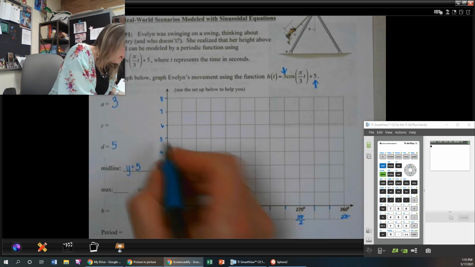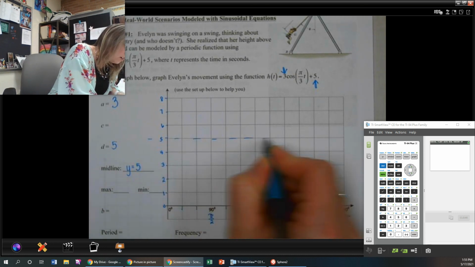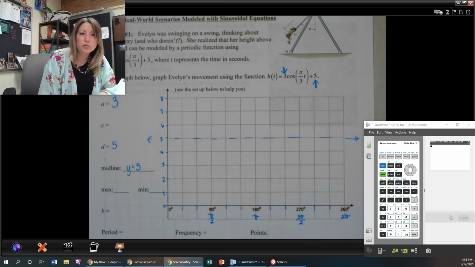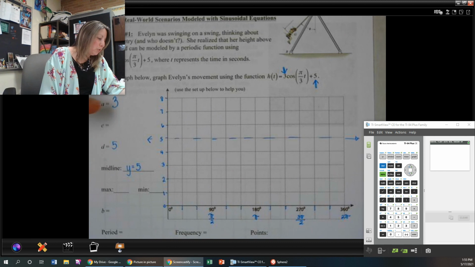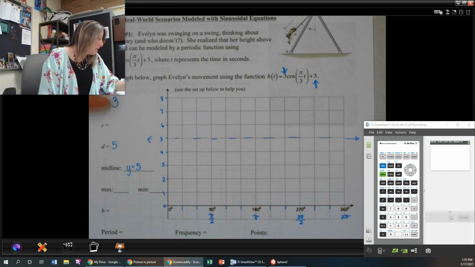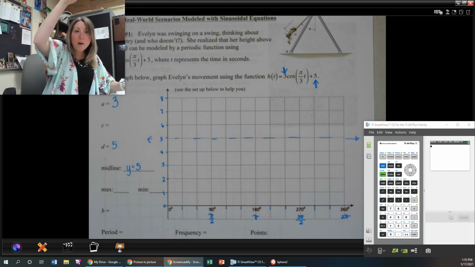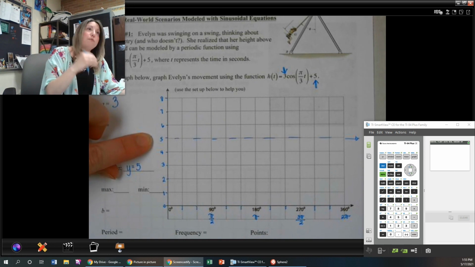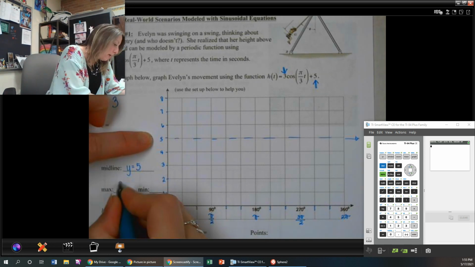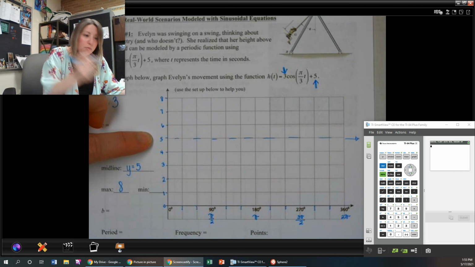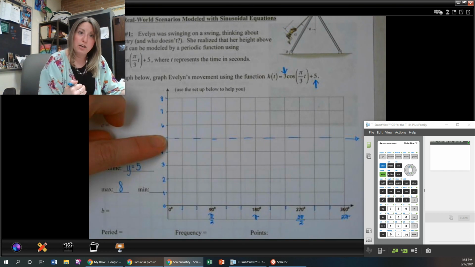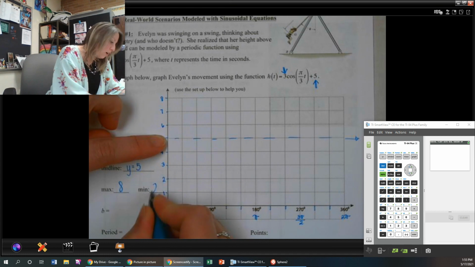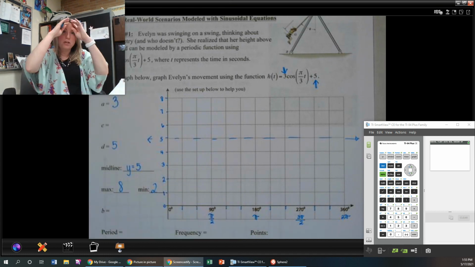If our midline is right here, y equals 5 for good old Evelyn on her swing, and we know that our amplitude is 3, that means that we are going to be up 3 from this 5, which is, let's see, 5 plus 3 is 8 for our max. And then we are going to be down 3 from our 5 as our midline. So 5 minus 3 is 2 for our minimum. So we know where our max and our min are.